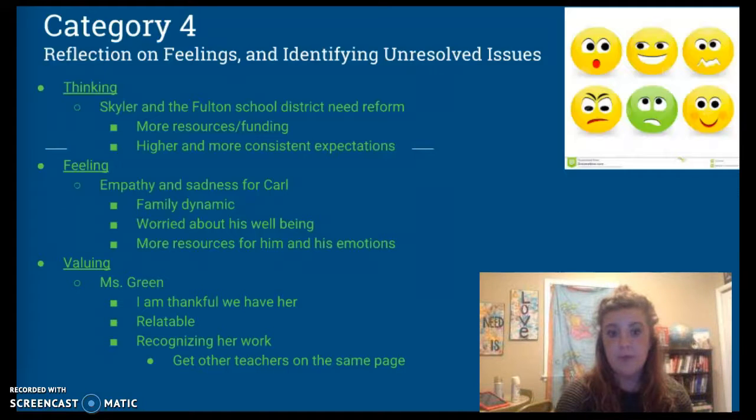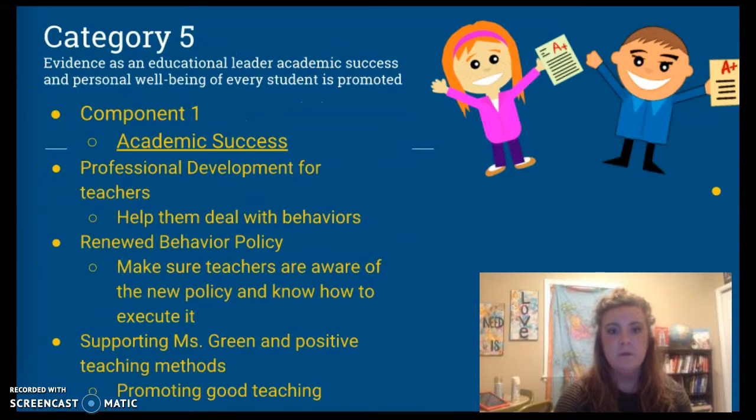Finally, I can't help but value Mrs. Green. I'm very thankful for her. Even though she is young, she's working very hard and she's doing a good job. It's not easy to throw a wrench in bad practices, but she's doing that, and ultimately I want to recognize that that is really good, and I want to get other teachers on the same page and ultimately change the old school mentality of our teachers and move in the forward direction.